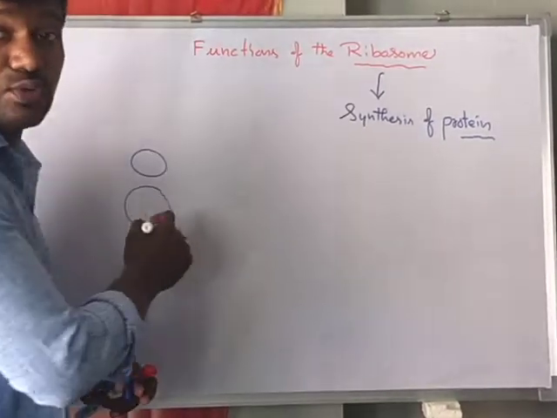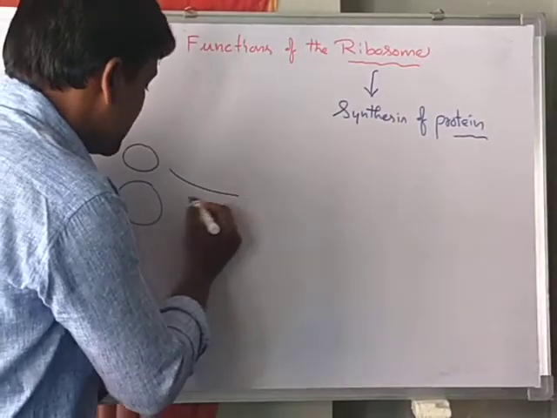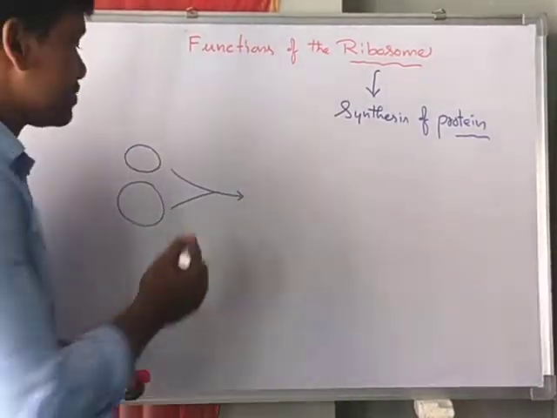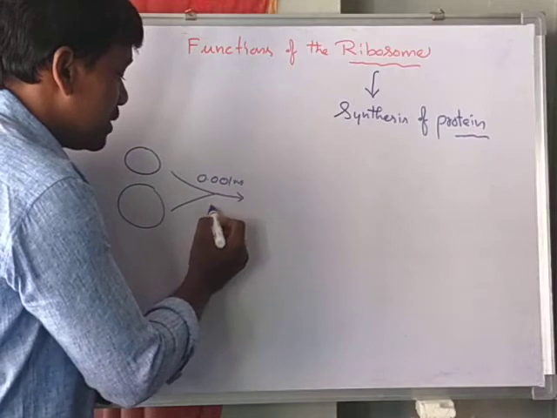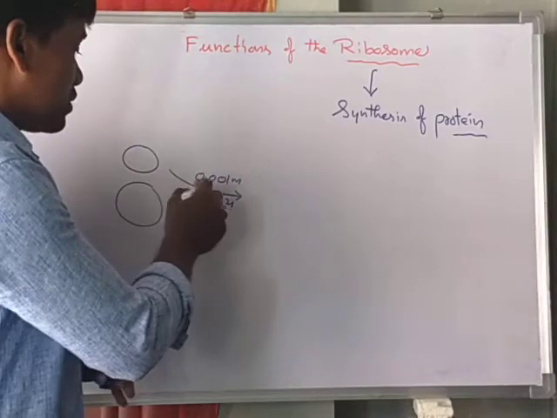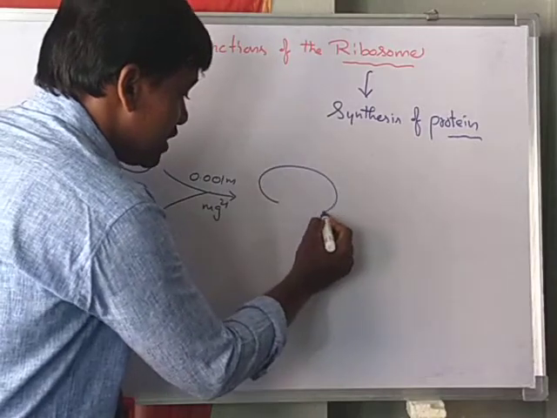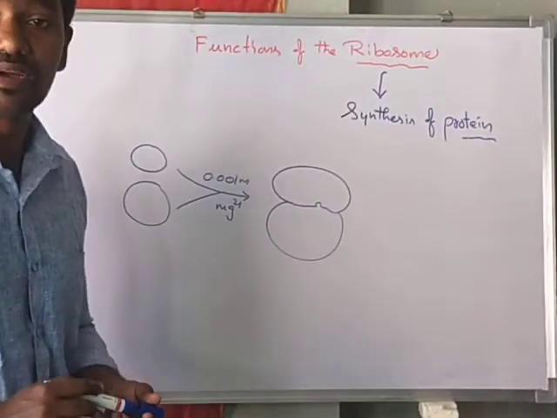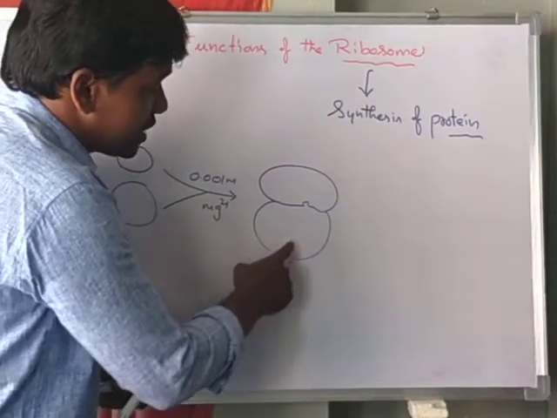When they want to produce a specific protein, these two subunits assemble with each other, based on the concentration of magnesium ions, around 0.001 molar. At this concentration, both subunits assemble with each other. Here this is the smaller unit and this one is the larger unit.